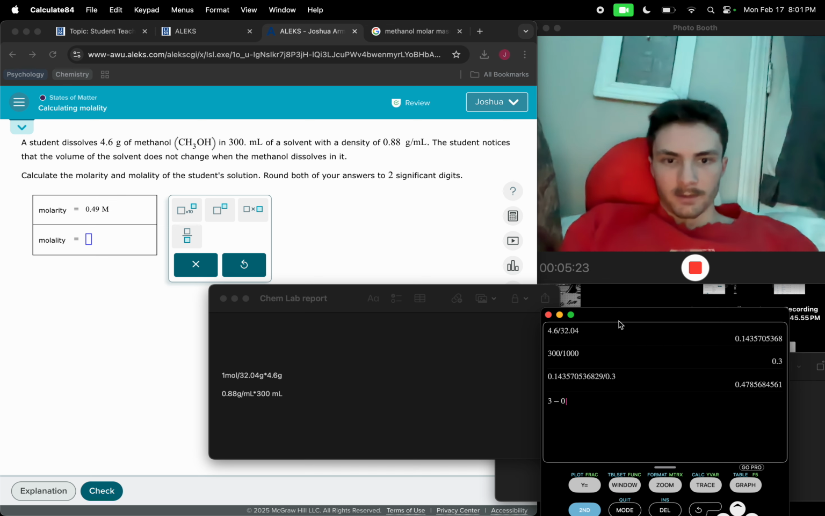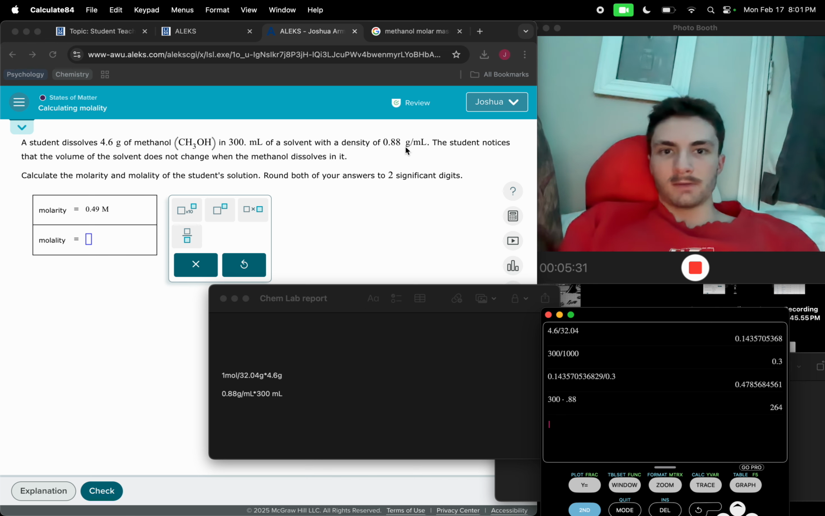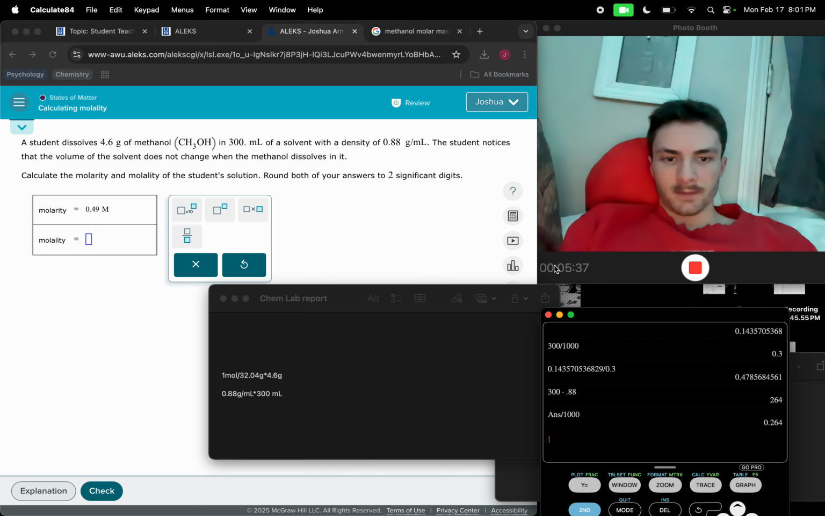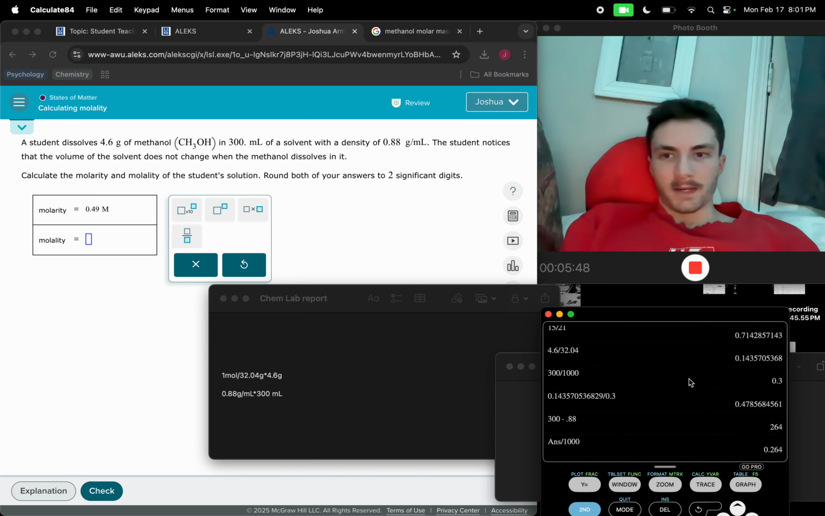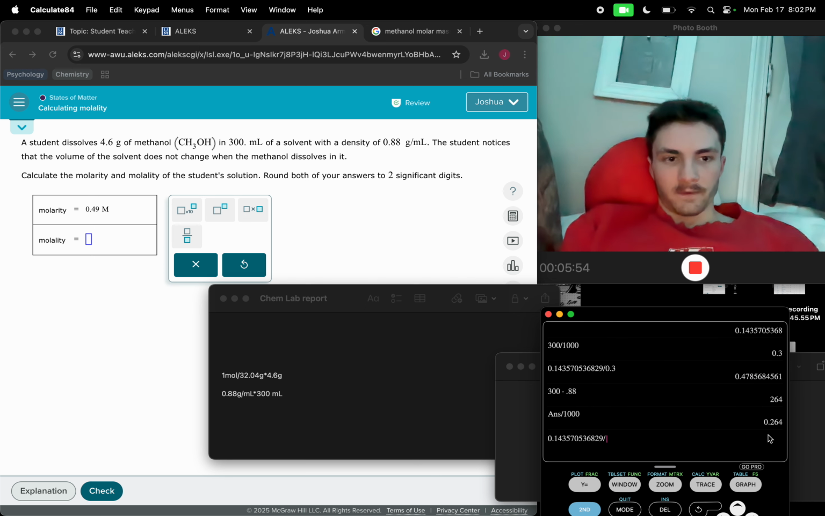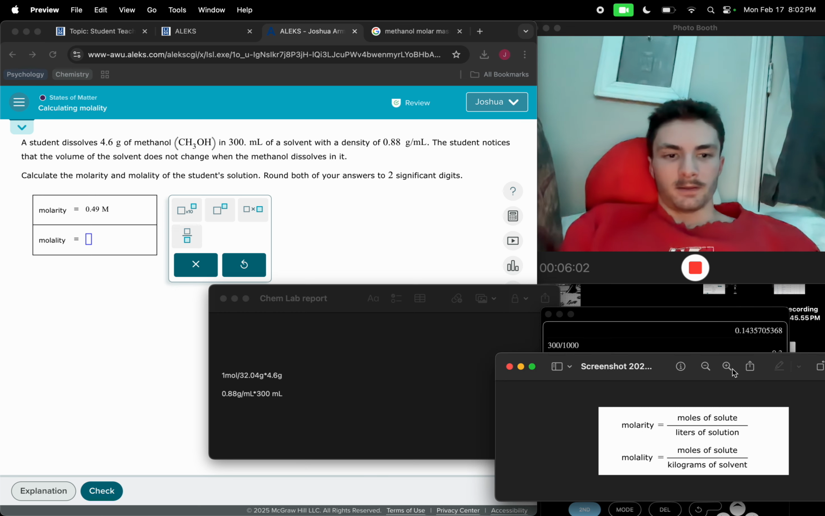Then we do this in our calculator: 300 times 0.88. This gives us the grams, but we want the kilograms, so we'll divide by 1,000 because 1,000 grams equals 1 kilogram. So this is the kilograms of the solvent. Now we already have the moles of solute from before using the molar mass. What we're going to do is take this and divide it by this. Again, the first number is the moles of solute, and the second number is the kilograms of solvent.